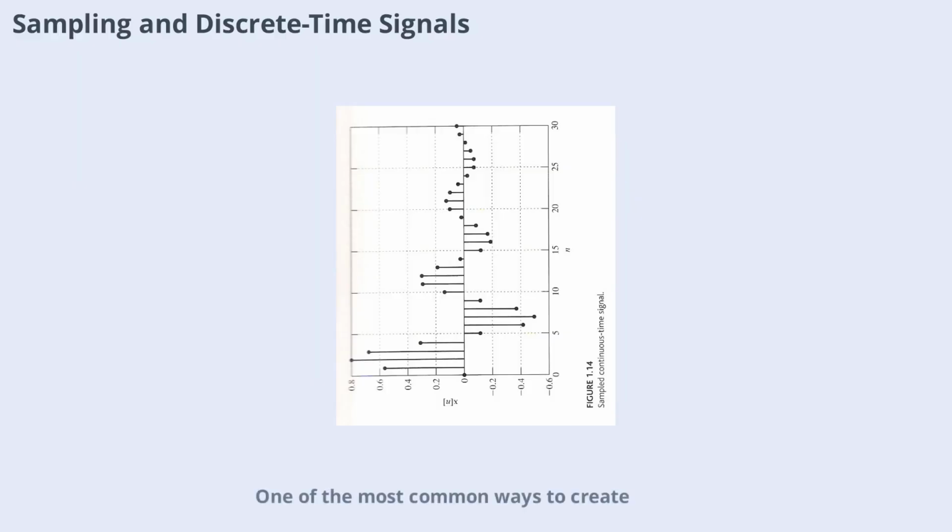One of the most common ways to create discrete time signals is by sampling a continuous time signal. Samples are taken at regular intervals, converting a smooth signal into a sequence of numbers. The sampling interval determines the sample frequency. Proper sampling is crucial for accurately representing and reconstructing signals in digital systems.